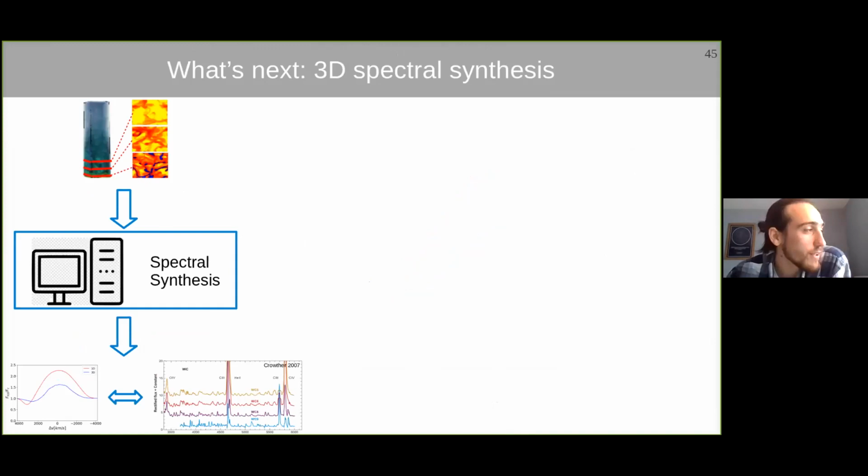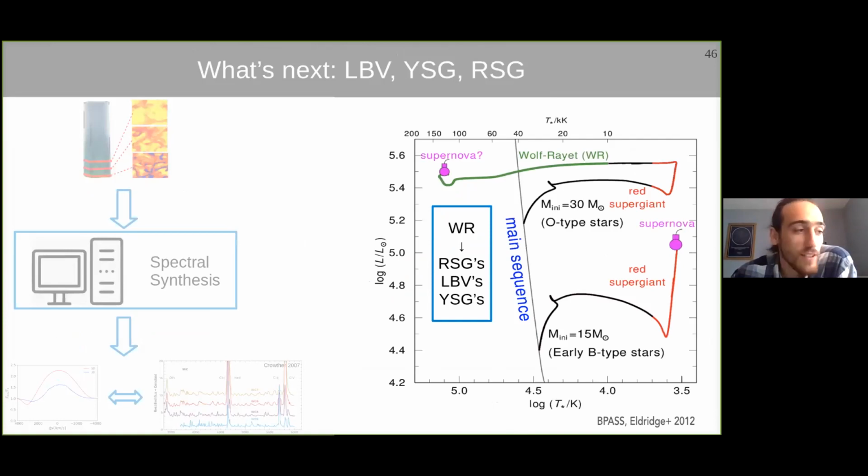From here, we're going in two directions. First of all, we want to have a more quantitative look at how these 3D models affect our spectral synthesis of observed spectra. So we'll do this for actual lines and then compare these to observations. And then the other line forward is actually expanding these models.